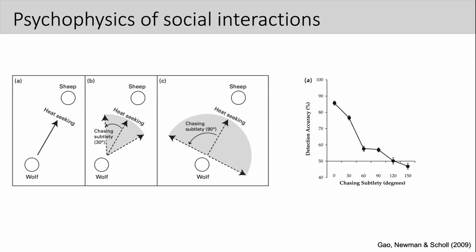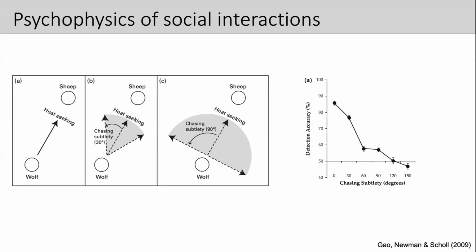The wolf is chasing the sheep with some level of directness, right? So an angle of 0 would mean that the wolf is always making a direct beeline for the sheep. If you allow the wolf to deviate around that a little bit, you get a more subtle chase. And that's what they're showing here. As you increase that subtlety of the chase, people are less accurate at detecting who is doing the chasing or if a chasing is occurring.